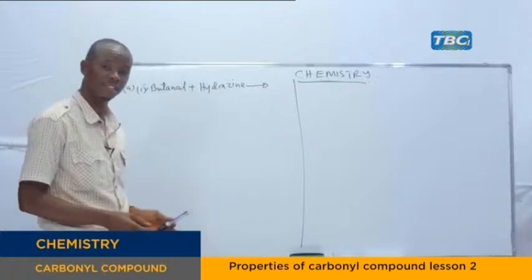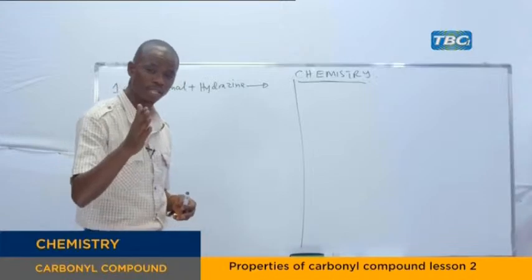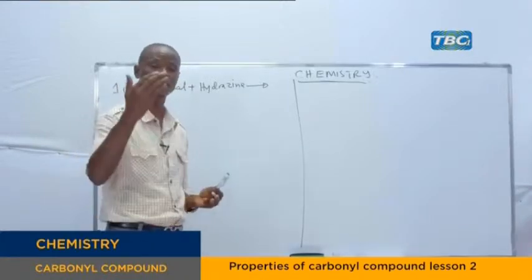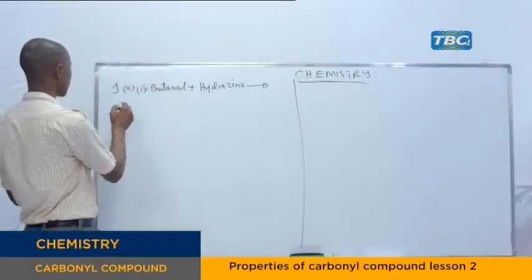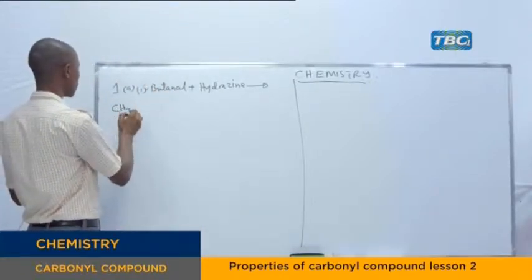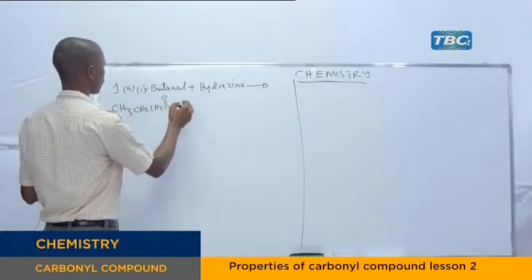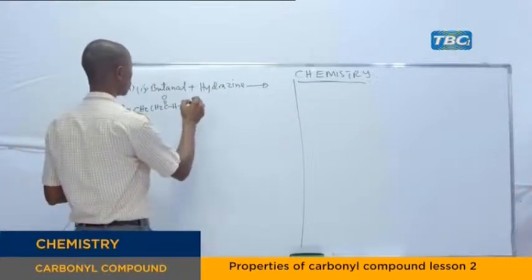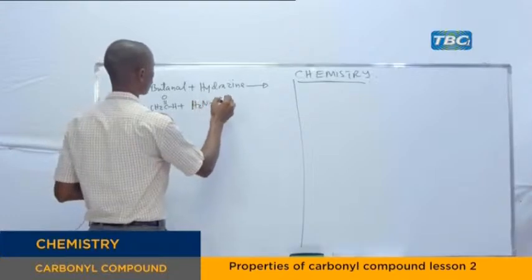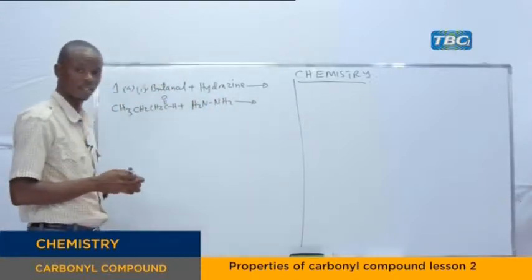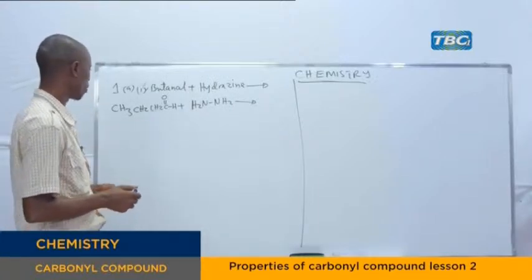But it is important first to know how to write the chemical formula of this compound. Because you can have the knowledge, but if you don't know how to write the chemical formula of this compound, it becomes another problem. So butanal, which is an aldehyde having 4 carbon atoms, can be written this way, reacting with hydrazine, which is written this way. This is hydrazine.